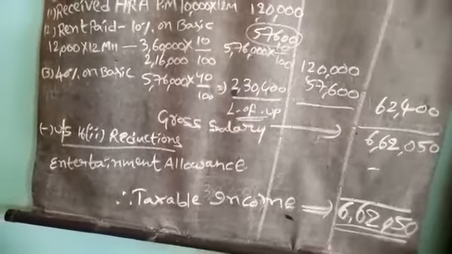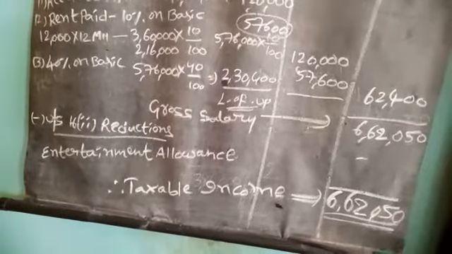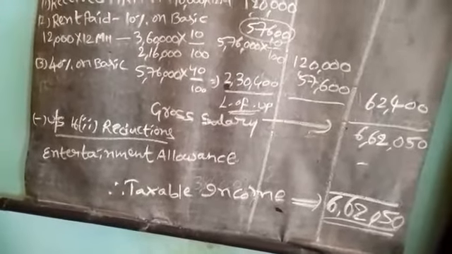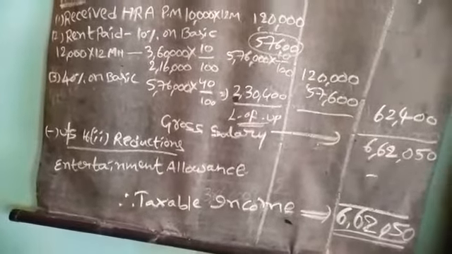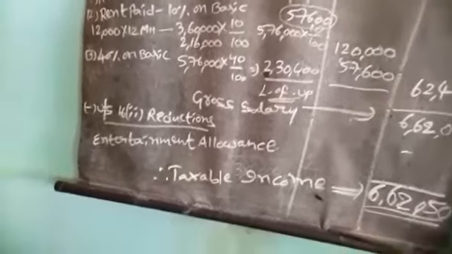So finally we got the total taxable income, 6,62,050 rupees. Total we build the taxable income. Please note this one. Thank you.